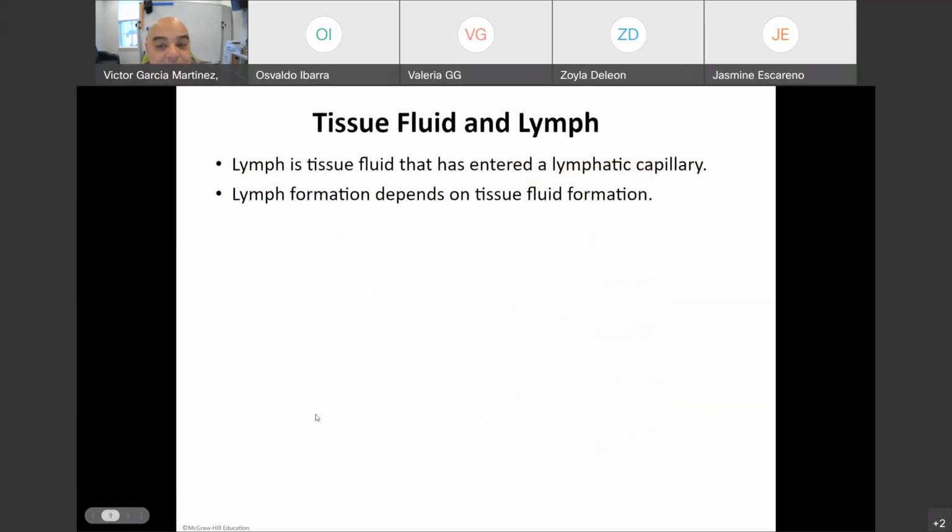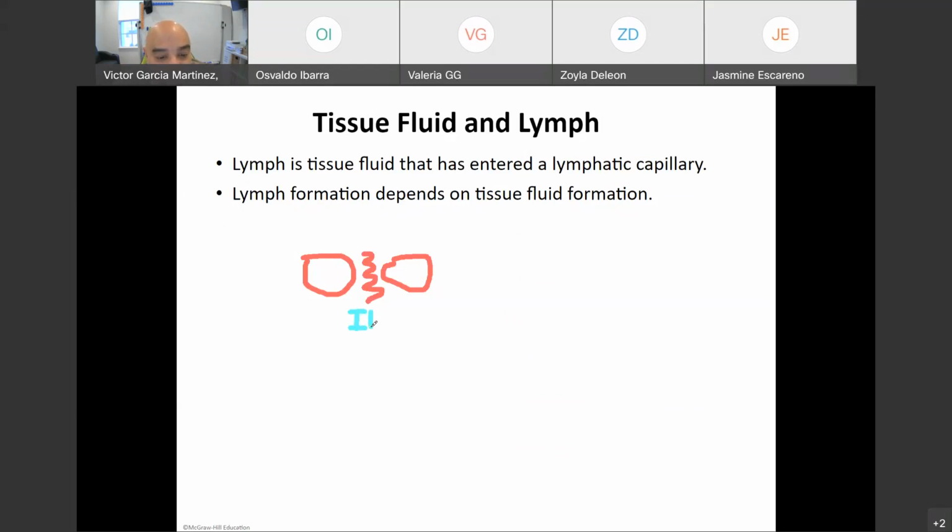Tissue fluid and lymph fluid. Guys, if you remember, I told you the space between cells we call interstitial space. This fluid here is called interstitial fluid.